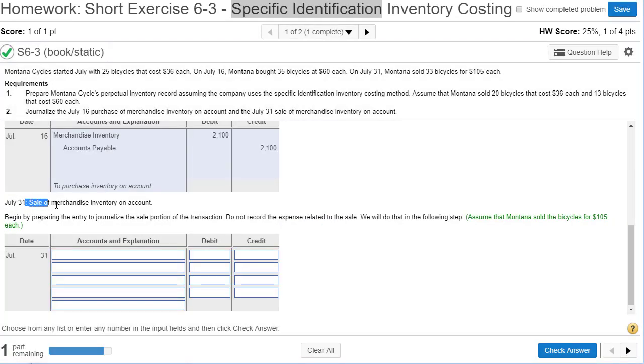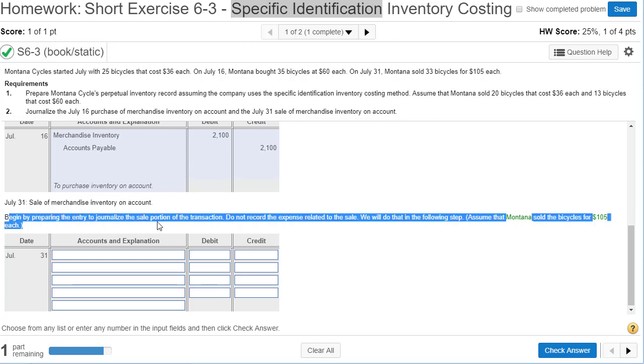Now, it says July 31st. We need to record the sale of inventory on account. Begin by preparing the entry to journalize the sale portion of the transaction. In other words, either cash or AR is what we're receiving, and then we have to record our revenue. Do not record the expenses related to the sale. We will do that in the following step. Assume that Montana sold the bicycles for $105 each.